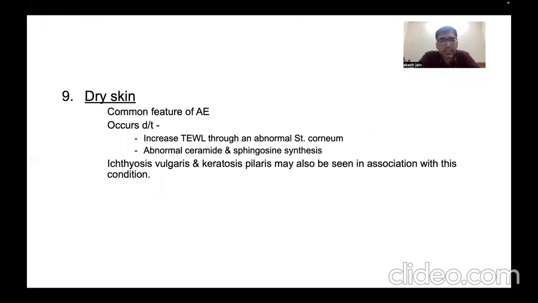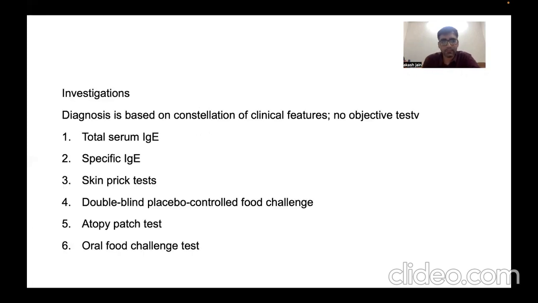The next complication is dry skin, a common feature of atopic eczema. It occurs due to increased transepidermal water loss, due to an abnormal stratum corneum and abnormal ceramide and sphingosine synthesis. Ichthyosis vulgaris and keratosis pilaris may also be seen in association with this condition. So dry skin is very common in atopic eczema.